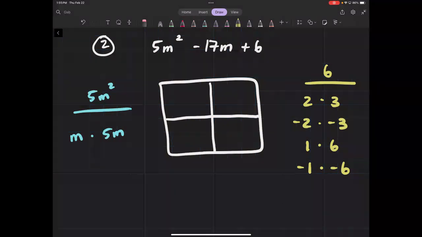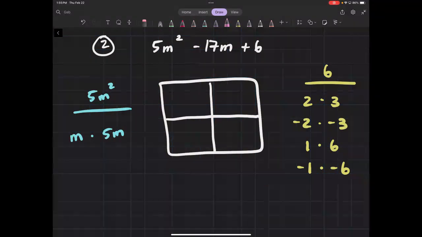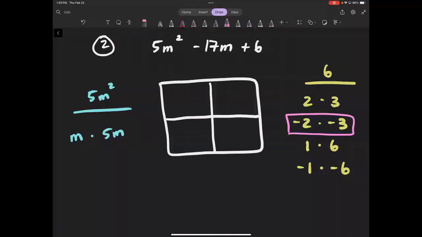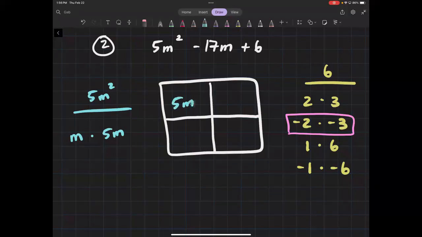Ernesto, what do you say the second one? What made you say that? They're both negative, and what? Well, why do I want both of them to be negative? -17. Okay. Yeah. Okay, so I'll put 5m here, and I'll put m down there.